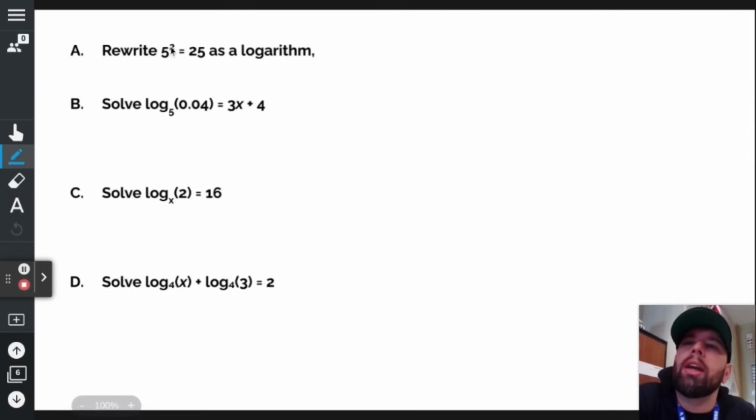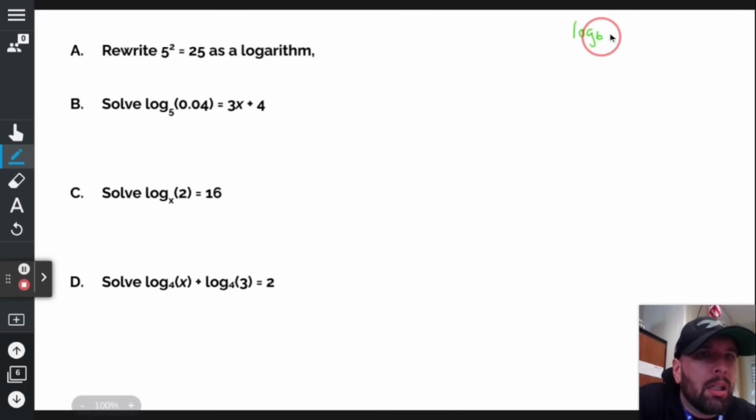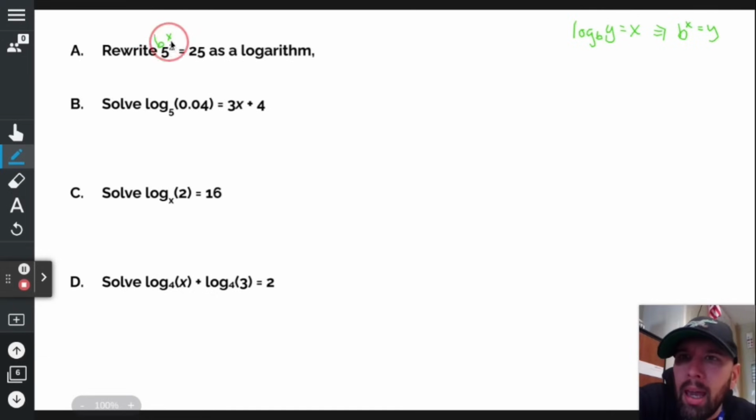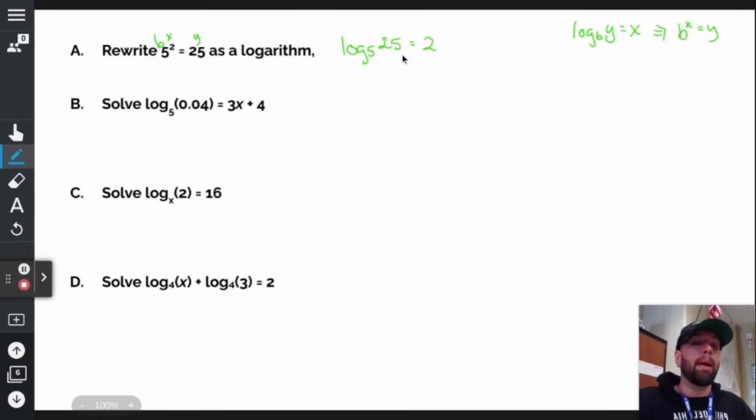First things first, rewrite 5 to the second power equals 25 as a logarithm. All right, well, the rule was log base b of y equals x can be rewritten as b to the x equals y. So you would be my b, you would be my x, and you would be my y. And now I'm going from right to left and saying log base 5 of 25 equals 2. Not bad. Not bad at all.